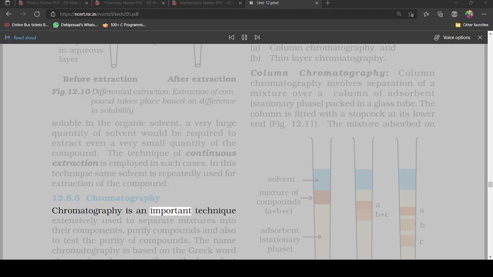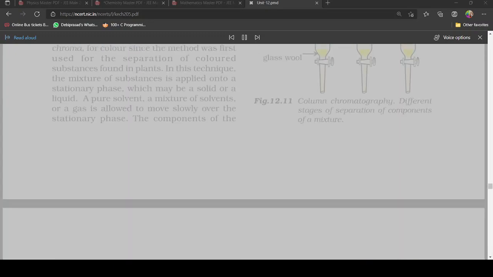Chromatography. Chromatography is an important technique extensively used to separate mixtures into their components, purify compounds, and also to test the purity of compounds. The name chromatography is based on the Greek word chroma, for colors, since the method was first used for the separation of colored substances found in plants.